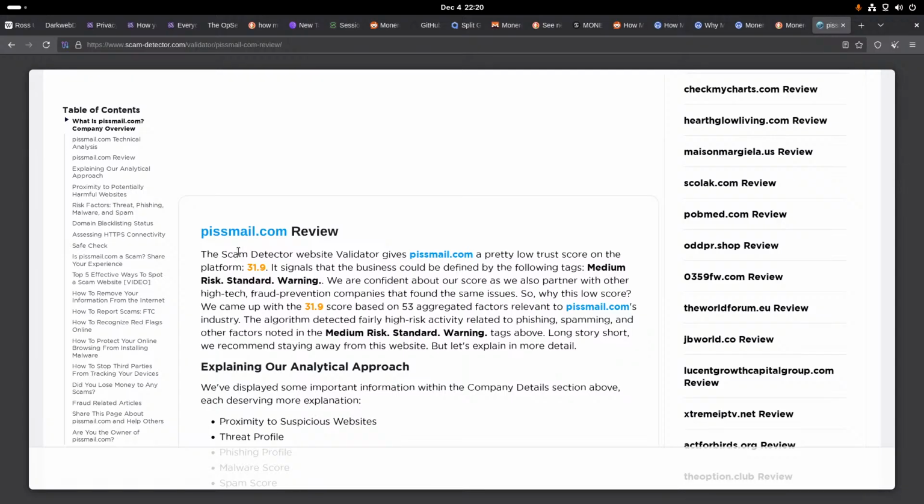Pissmail.com review. Oh, man. The Scam Detector website gives Pissmail.com a pretty low trust score of 31.9. I don't know why they didn't just do 32 or just 31. What is 0.9 trust? It signals that the business could be defined by the following: medium risk, standard warning. We are confident about our score as we also partner with other high-tech fraud prevention companies that found the same issues. So why this low score? We came up with the 31.9 score based on 53 aggregated factors relevant to pissmail.com. Industry: the algorithm detected fairly high-risk activity related to phishing, spamming, and other factors noted by the medium risk standard warning tags above. Long story short, we recommend staying away from this website, but let's explain in more detail.